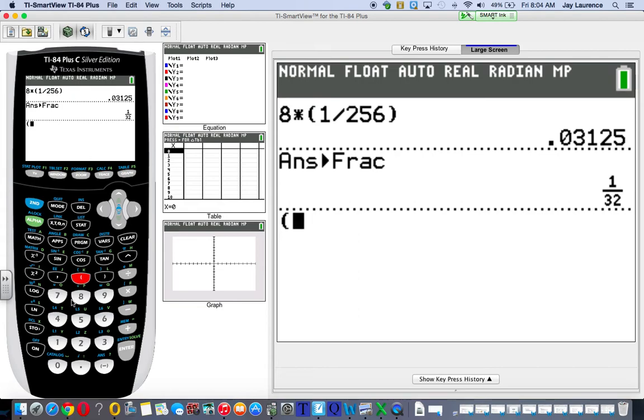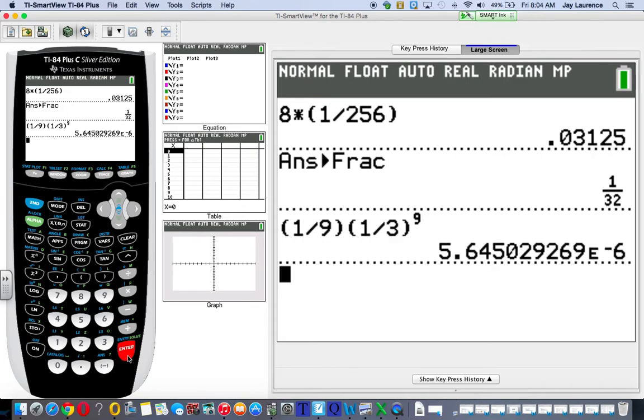So I'm going to take the quantity of 1/9. I'm going to multiply it by 1/3. I'm going to raise that 1/3 to the 9th power. Okay? Now, by the way, this is really the same as 1 over 3 to the 11th power. It's the same number. All right. Oh, my goodness, it's in scientific notation. Look at how tiny that number is. Something's wrong.